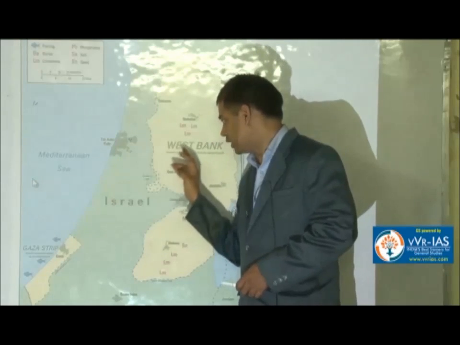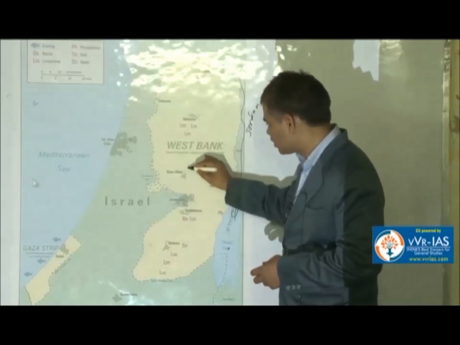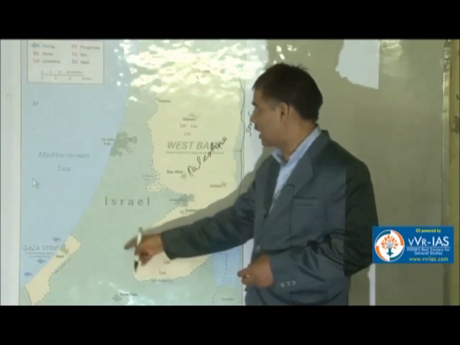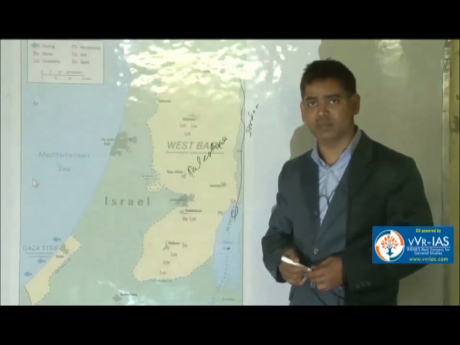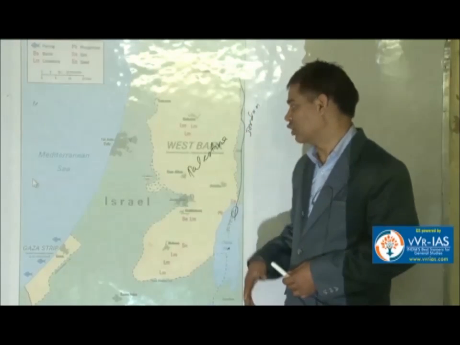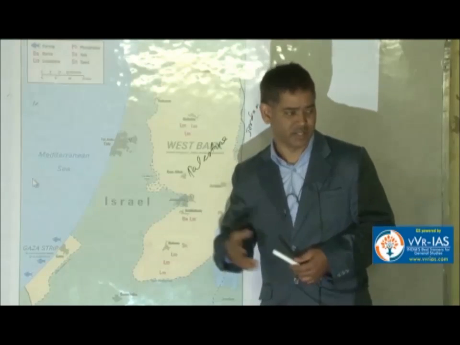The Gaza Strip and the West Bank are regions of Palestine. So this is called Palestine, and this part is called Israel. There are many disputes between Israel and Palestine. Palestine is a nation in the making, and Israel is already a member of the UNO, that is, the United Nations Organization.